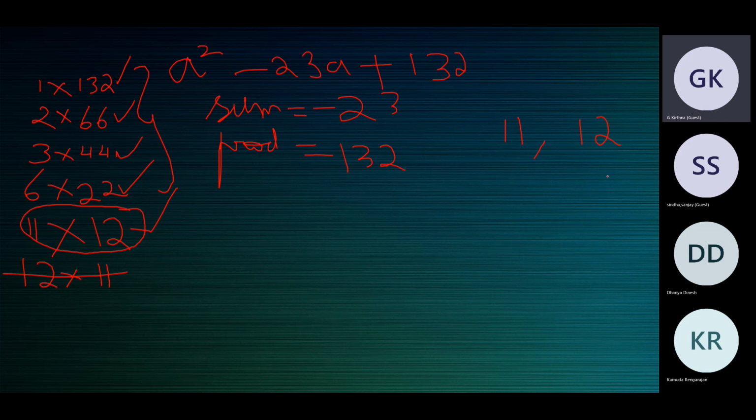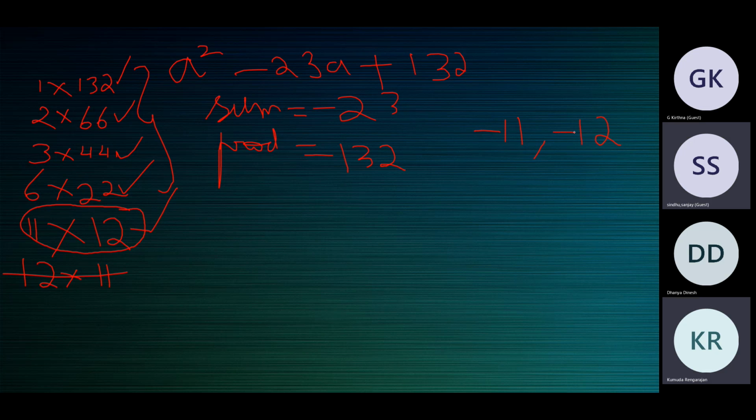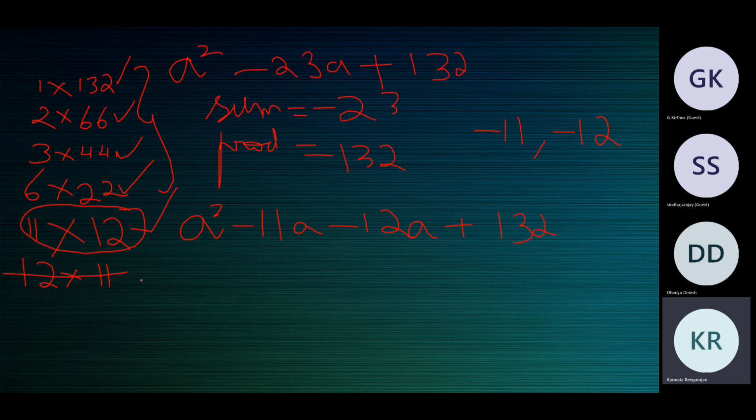Ma'am, minus 11 and minus 12, ma'am. Very good. Minus 11, minus 12. So you try fixing a plus sign to both, a minus sign to both, and then plus minus, minus plus. From these 4 pairs, you should be able to identify the pair which will give you the sum minus 23 and product plus 132. Okay, so it's going to be a square minus 11a minus 12a plus 132. You can also write minus 12a and then minus 11a. You will get the same factors.